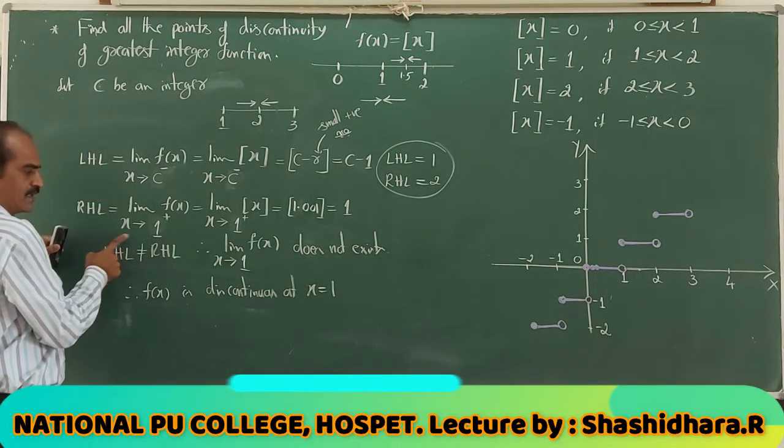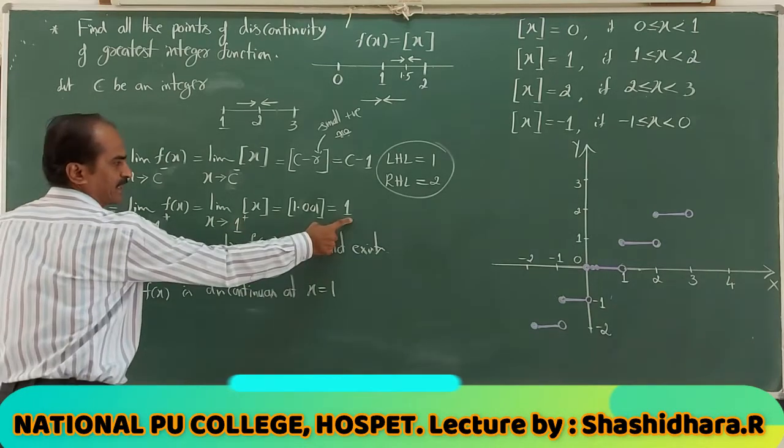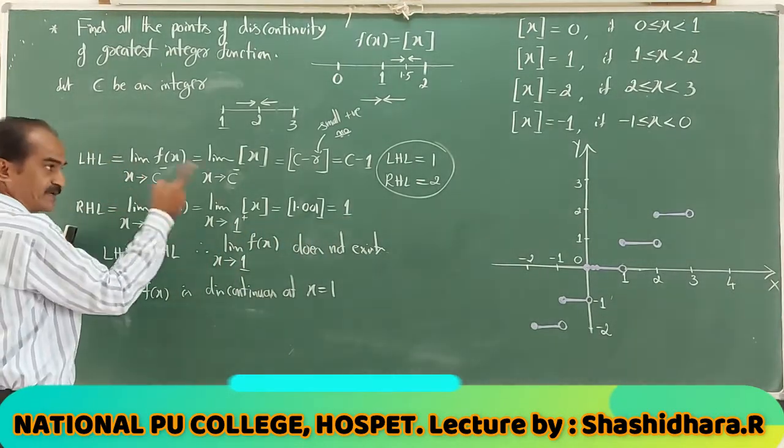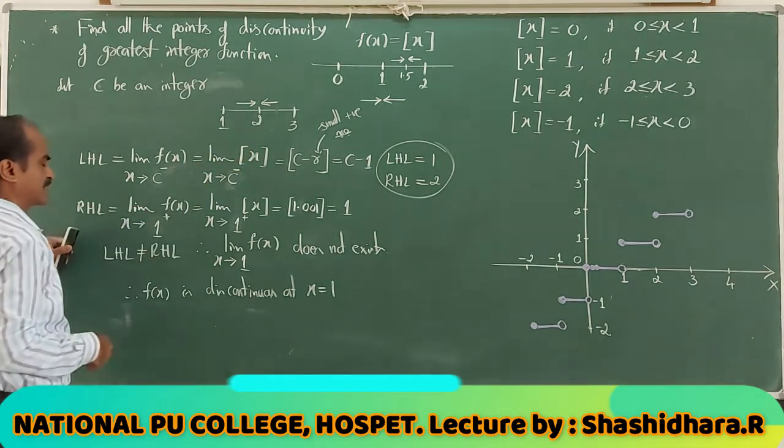RHL now. Look here. When I take 1, it becomes 1. RHL is 1, LHL becomes 0. So I have written that.